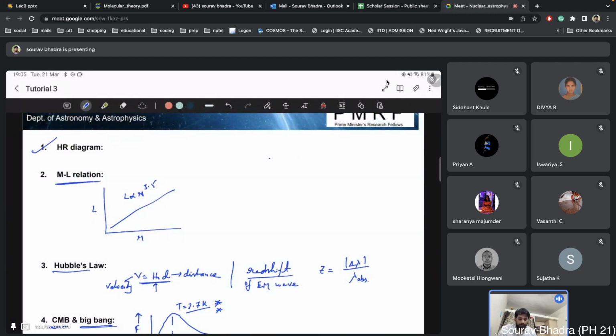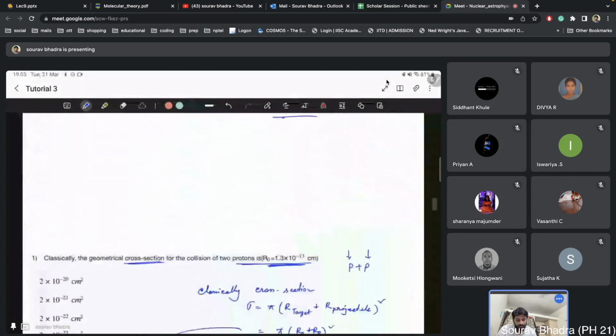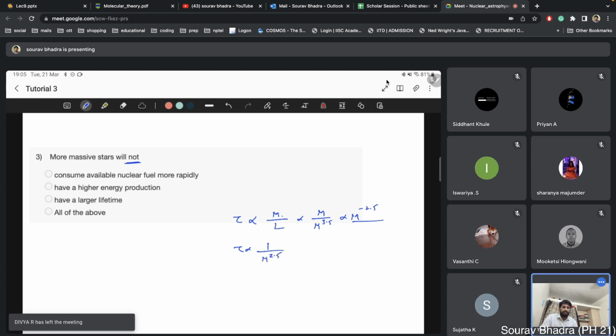That is needed because I want to write the luminosity in terms of M. So if I write it here, L will be M to the power 3.5, which will give you M to the power minus 2.5 roughly. That means if your mass is increasing, your lifetime is decreasing, because it is proportional to 1 by M to the power 2.5. It is oppositely related.